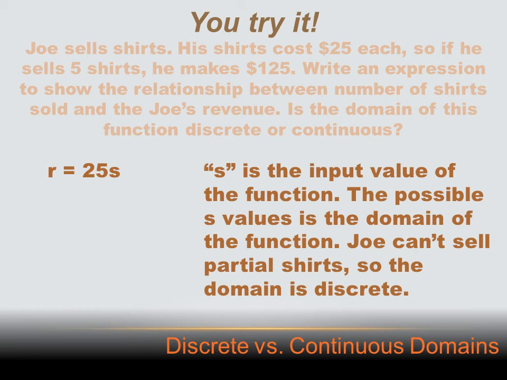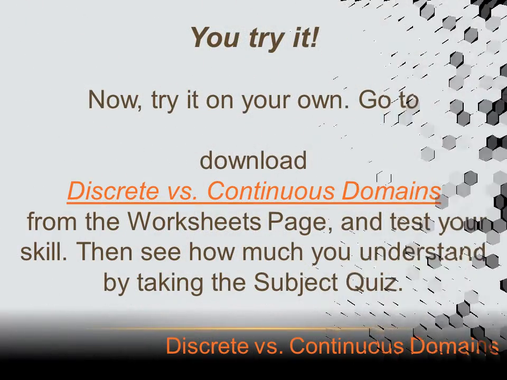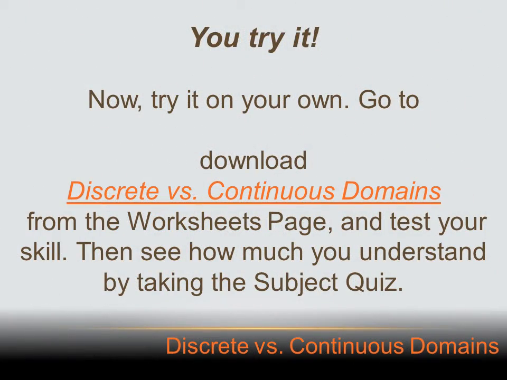Well, we couldn't put in a partial shirt. We couldn't put in 1.5 shirts because Joe won't sell half a shirt. So we can only put in discrete units of shirts. And so the domain of this function is discrete. I think that was pretty easy, and I hope you do too.